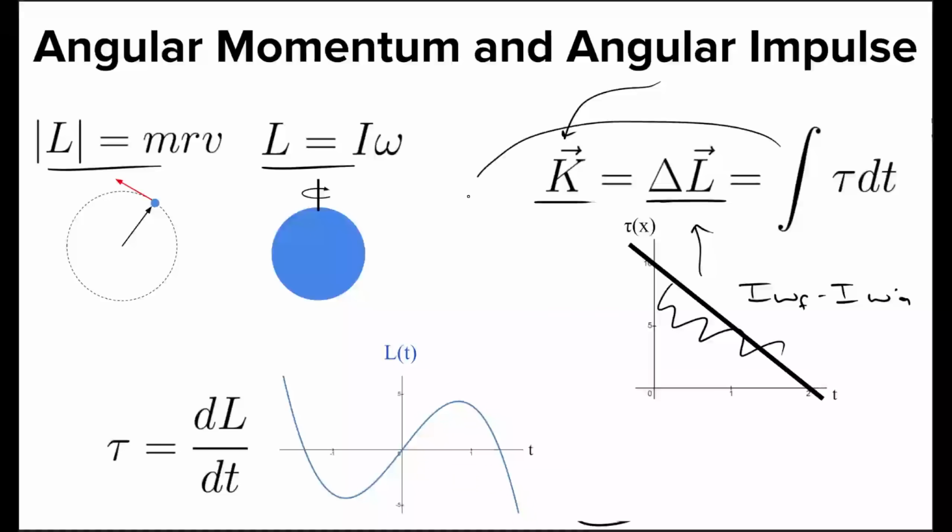You could rearrange this formula if you want, and you'd be like, oh, dude, so the derivative of L with respect to time would be the torque. Just like derivative of momentum with respect to time gives you force, derivative of angular momentum with respect to time gives you the torque.